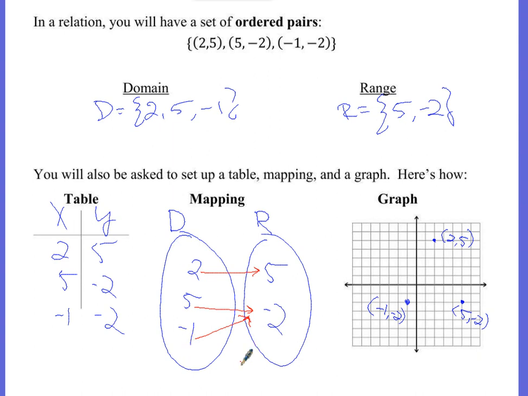The reason we don't write down repeats in the mapping is because we want to see arrows coming out of the same number or going to the same number. And if you just write down all the numbers, all you're ever going to do is draw arrows across. And you'll never see those arrows going to the same number. So no repeats in mapping. And in graphs, obviously, you're just graphing ordered pairs, so you're just plotting points there.